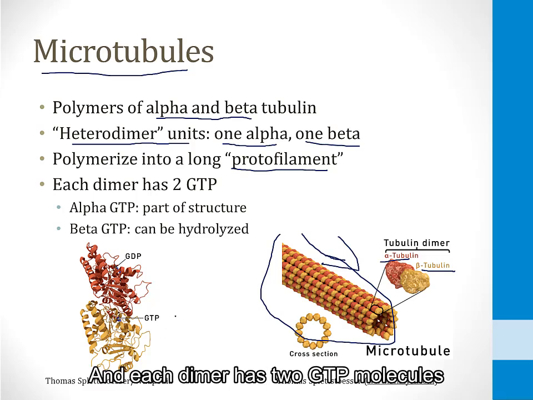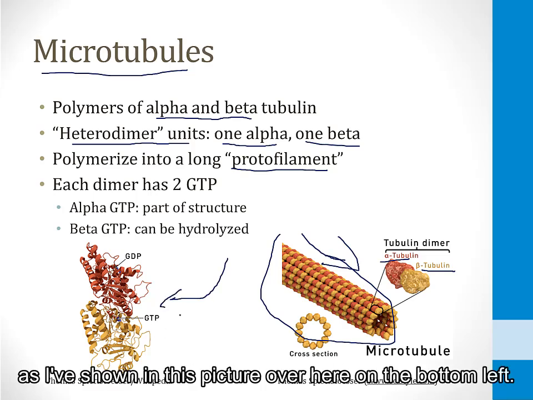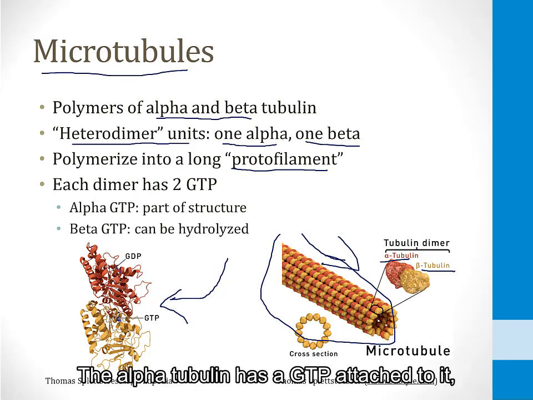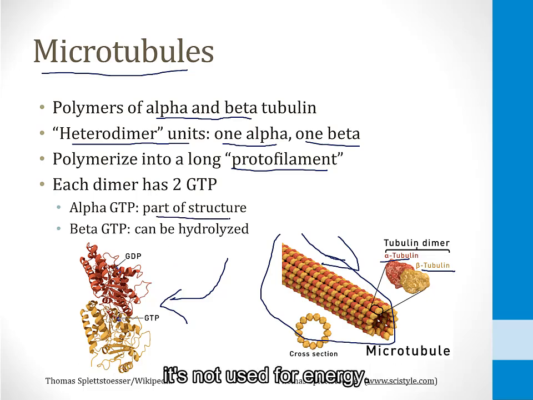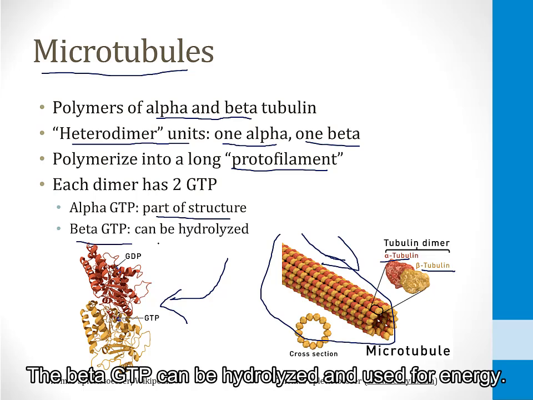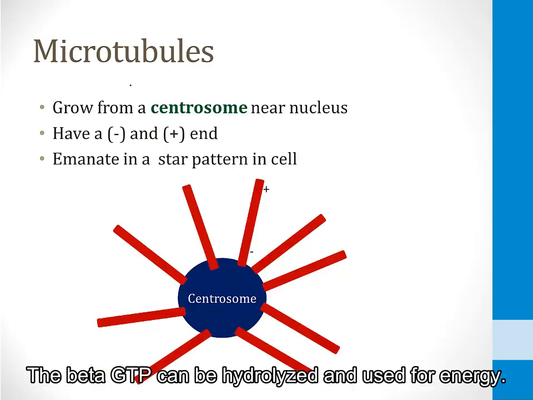And each dimer has two GDP molecules, as I've shown in this picture over here on the bottom left. The alpha tubulin has a GDP attached to it that's part of the structure, actually. It's not used for energy. The beta GDP can be hydrolyzed and used for energy.